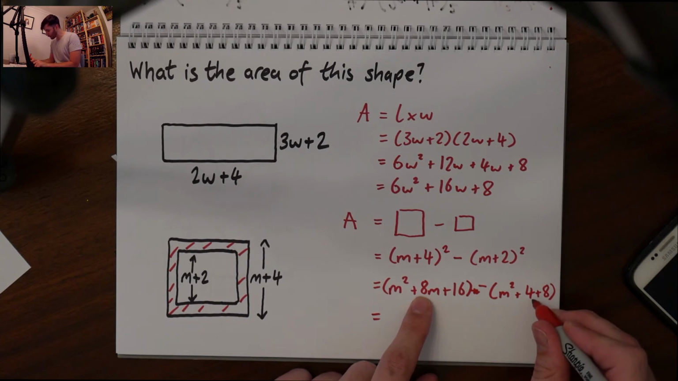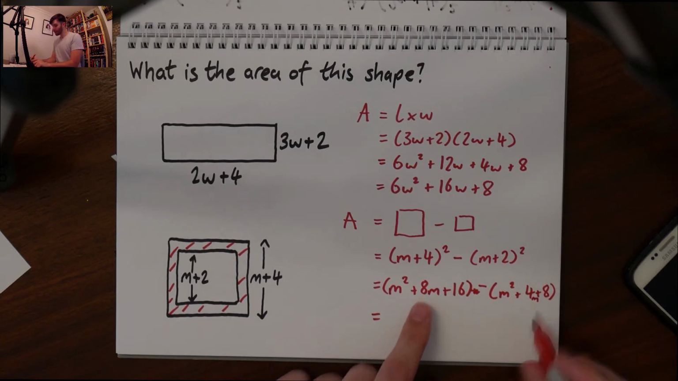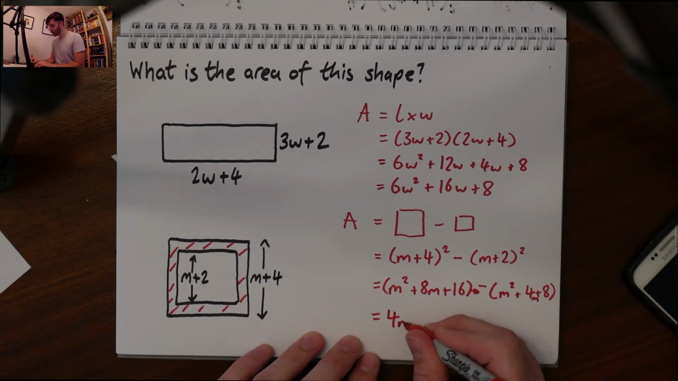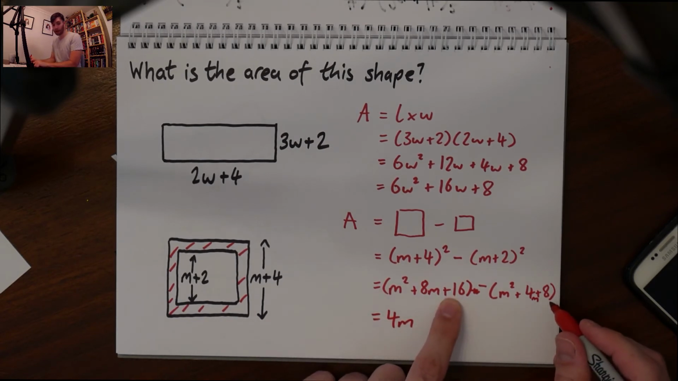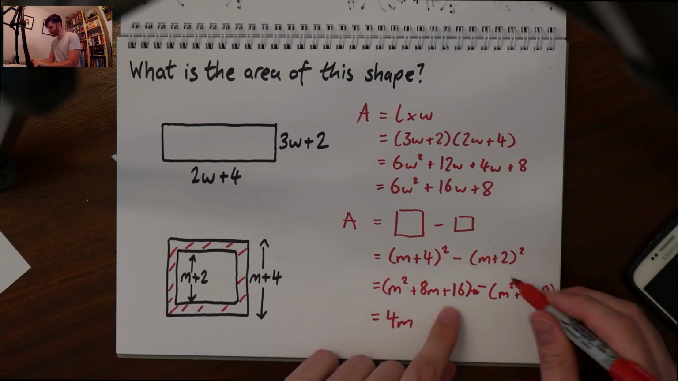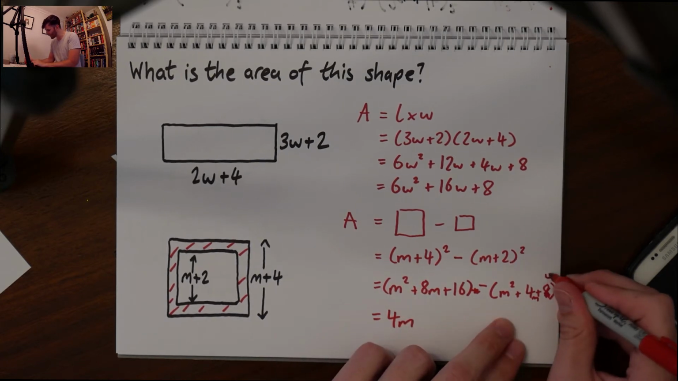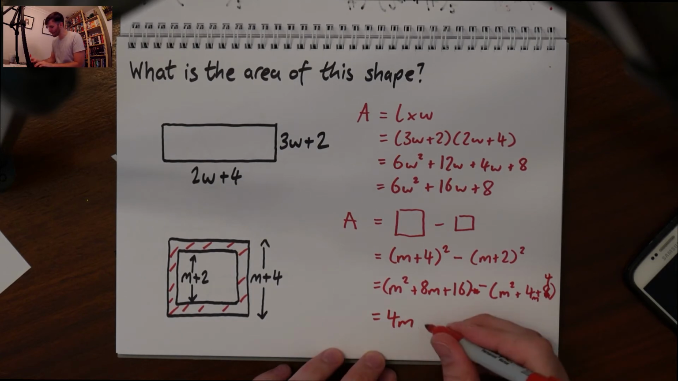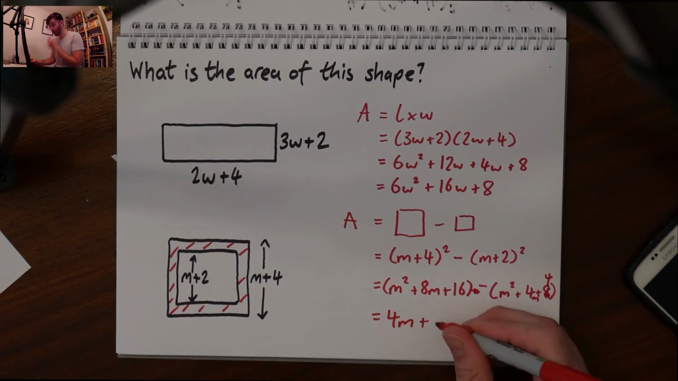8m take, oh, I've missed my m there, that's okay. 8m take away 4m is 4m, and 16 take away 8. No, Mr. Barker, that's silly. 2 times 2 is 4, not 8. Okay, so 16 take away 4, which is 12.